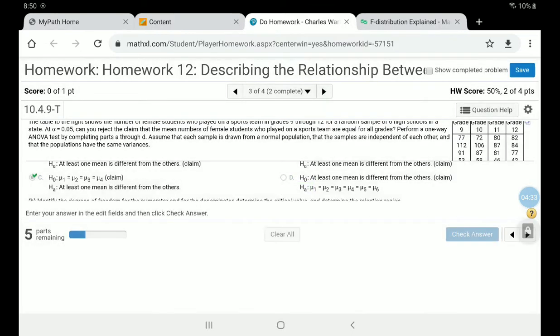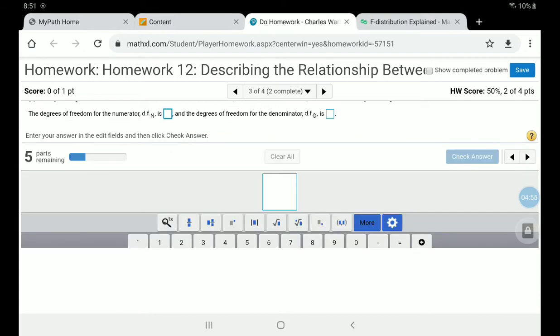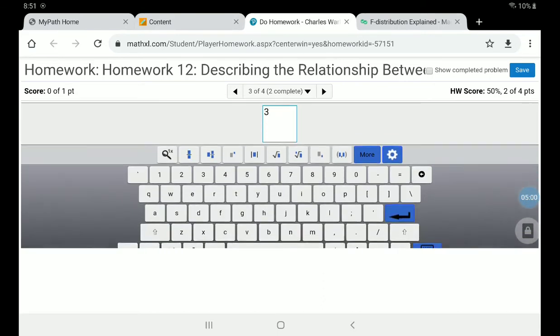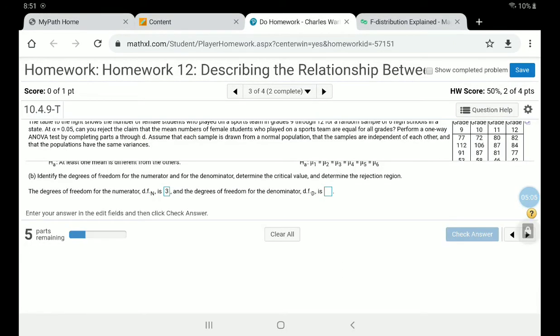Okay, next on B. What are the degrees of freedom? So the degrees of freedom for the numerator is the number of groups minus 1. In this case, we have 4 groups: 9th grade, 10th grade, 11th grade, 12th grade, minus 1. So 4 minus 1 is 3. That's the number of groups minus 1. In fancy terms, that's called k minus 1, where k is the number of groups. So you take the number of groups minus 1 for the degrees of freedom of the numerator.